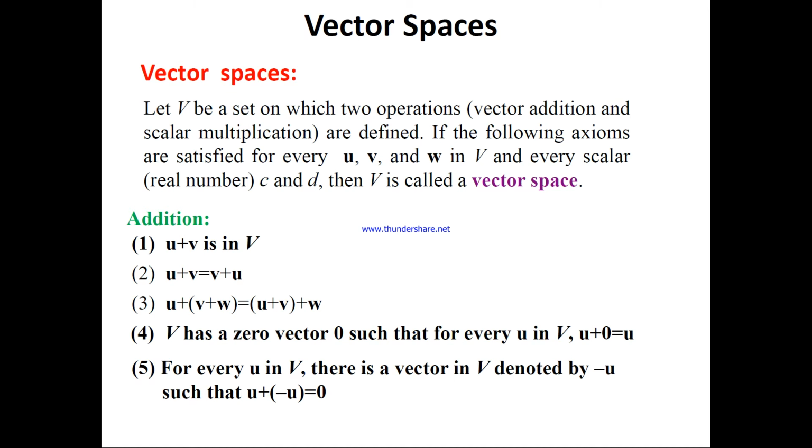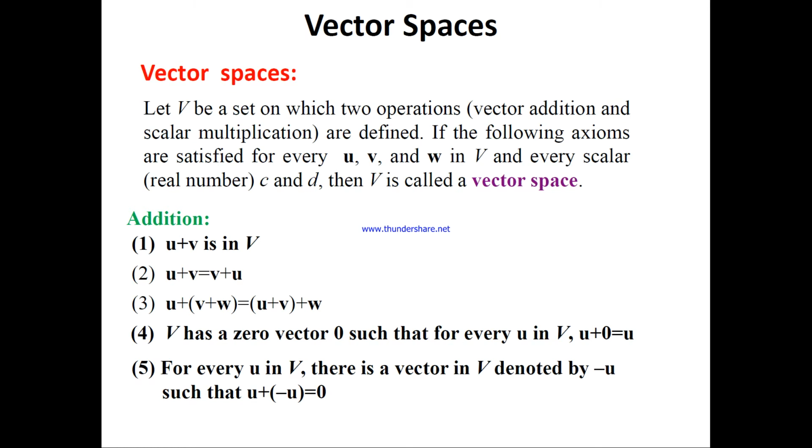First are the addition axioms, which is u plus v. When you add any two vectors out of u, v and w, the addition result should also be in V. So addition of u and v should also be in V, or else addition of v and w should also be in V. So you add any two vectors out of u, v and w, that should also be in V. That is the first addition property.